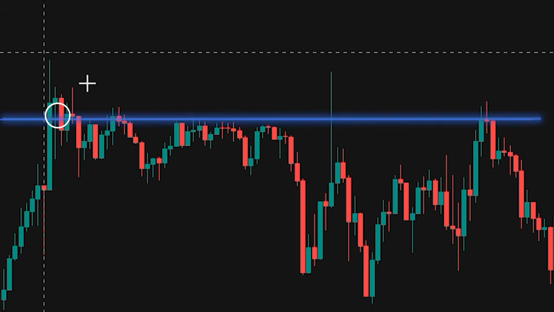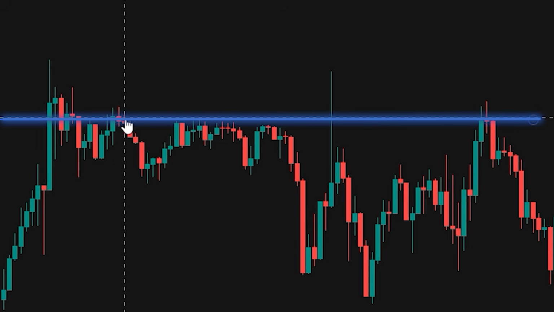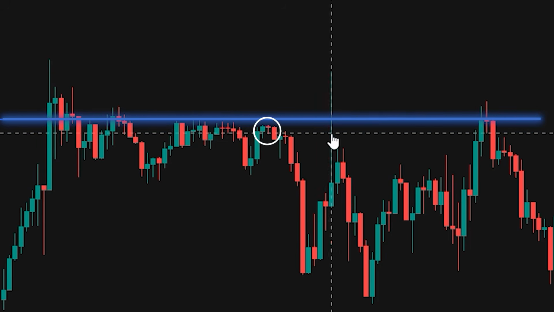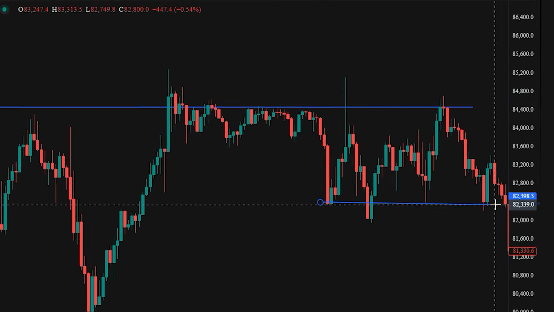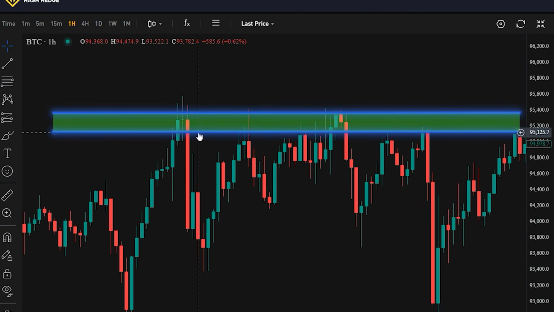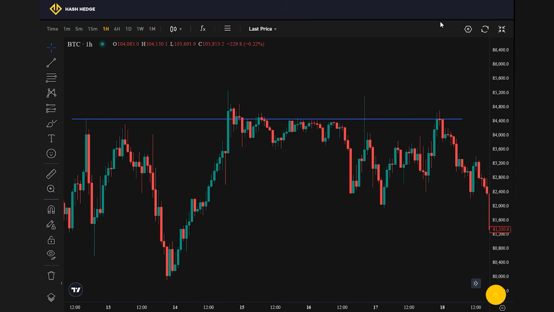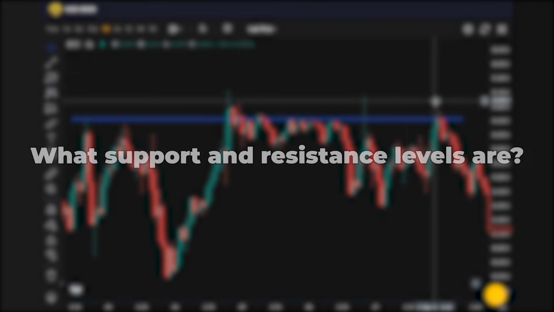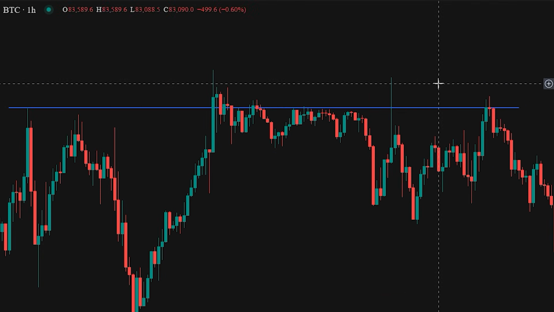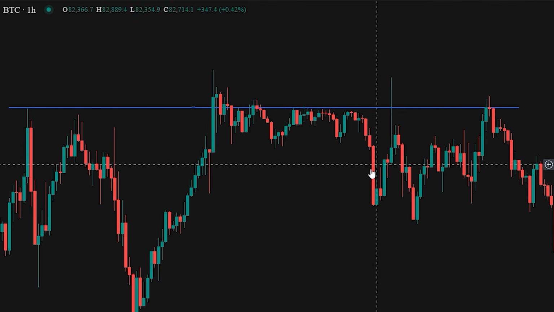Hello traders. In this video, I will talk about how to properly use support and resistance levels to make trades, to find good entry points, and for other trading tasks. So, let's first talk simply about what support and resistance levels are. These are price points at which bounces either downward or upward often occur.